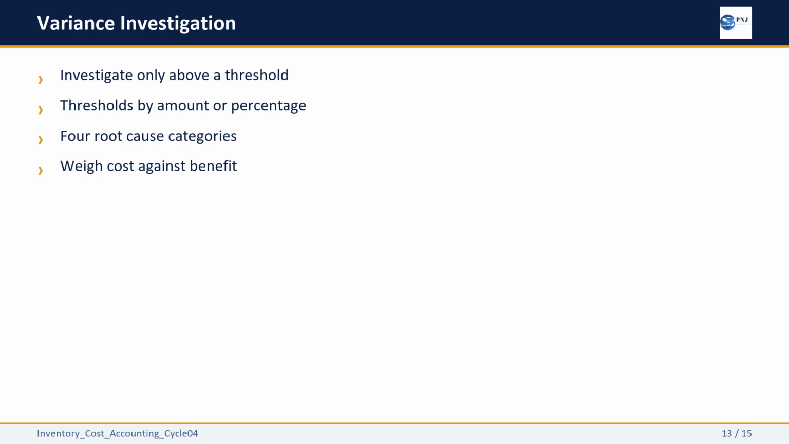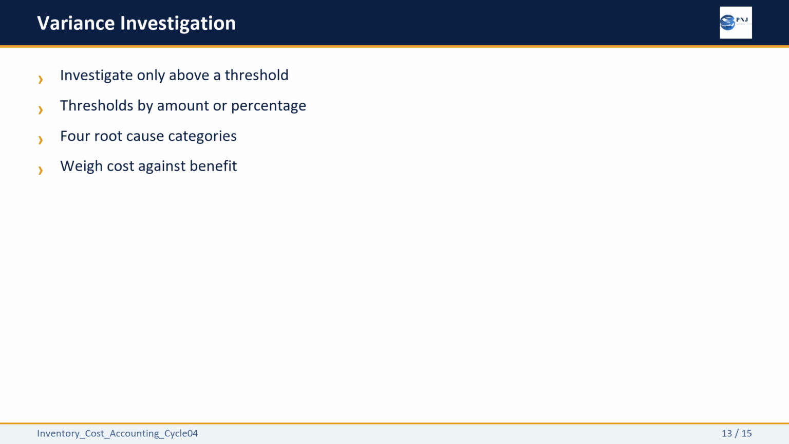Not every variance deserves a meeting. The cost of investigating must be weighed against the expected benefit, so companies set thresholds, either an absolute dollar amount or a percentage of standard, commonly 5 to 10% for materials and labor. Once a variance clears the threshold, you classify its root cause into one of four buckets.